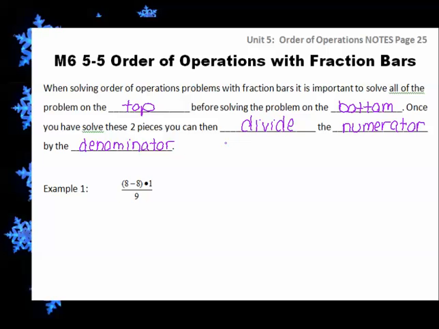Now if we look at our directions, it says solve all the things on the top before we solve all the things on the bottom. And if you still need to write your GEMDAS off to the side, go ahead and do that.